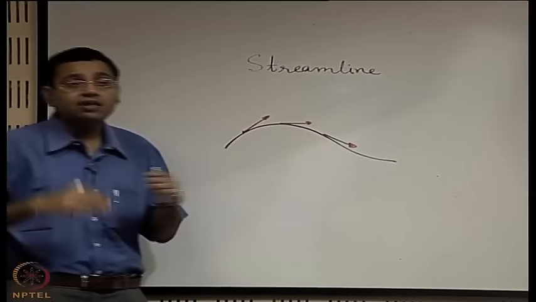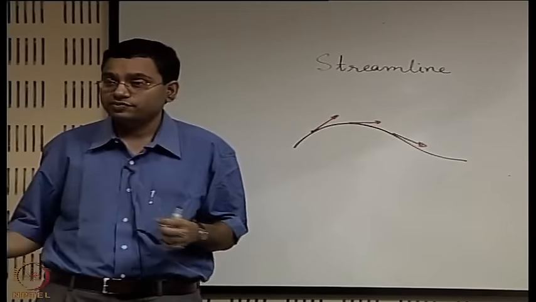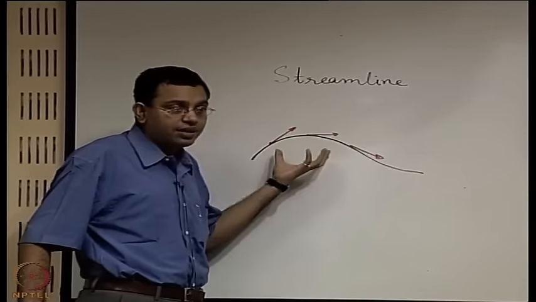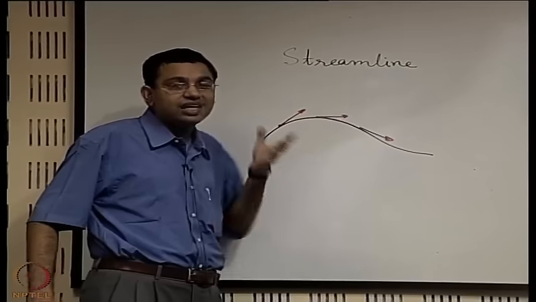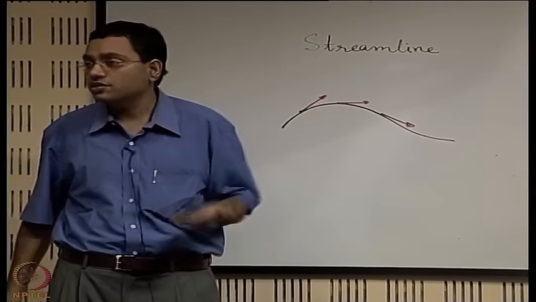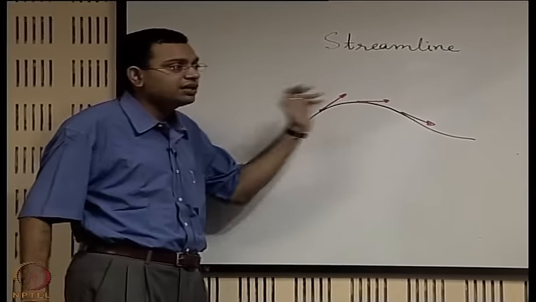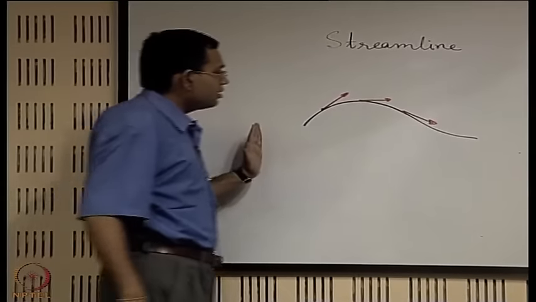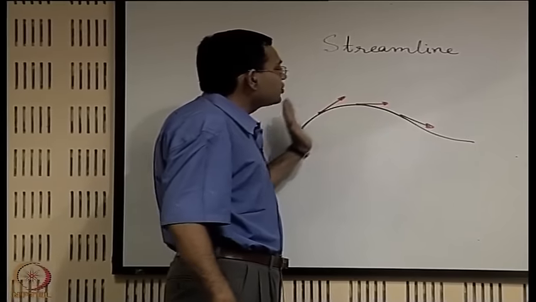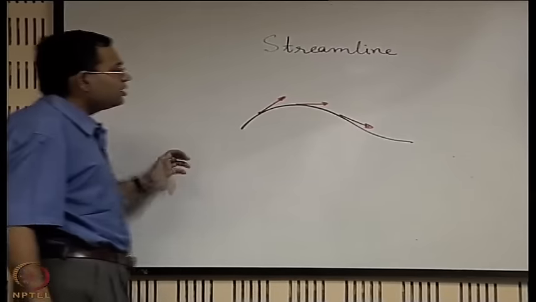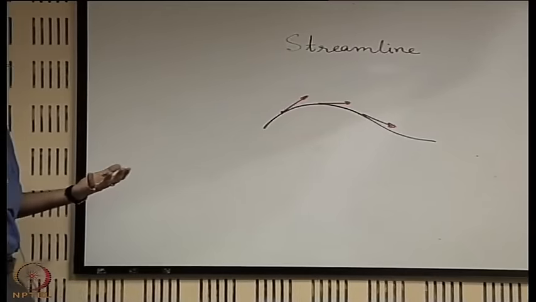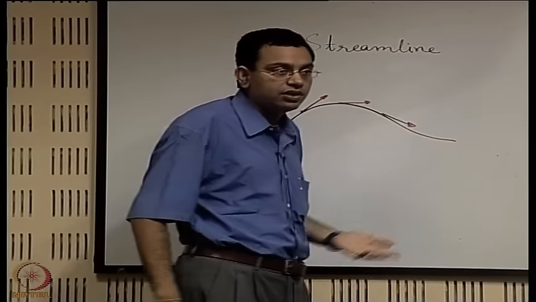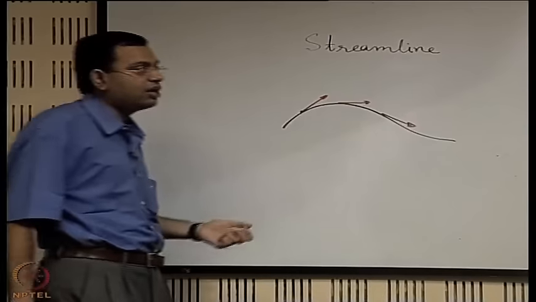That means at different times you may get different streamlines. Only when the flow field is not changing with time, that is a steady flow, you get the same streamlines at all instants of time, otherwise you may get different streamlines. Now to express the streamline in terms of some equation, so this is a line, this is a locus, it should be expressible in terms of certain equations. Let us try to see how we can express that.